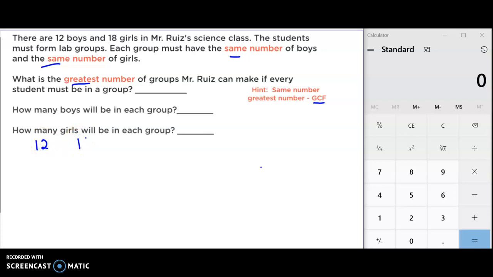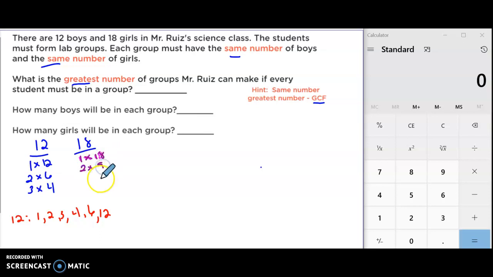So let's look at my factors. For 12, we have 1 times 12, 2 times 6, 3 times 4. So there's my U. So 12 is going to be 1, 2, 3, 4, 6, then 12. 18 is going to be 1 times 18, 2 times 9, 3 times 6, no 4, no 5, and there's 6, there's my U. So 18 is going to be 1, 2, 3, 6, 9, and 18.